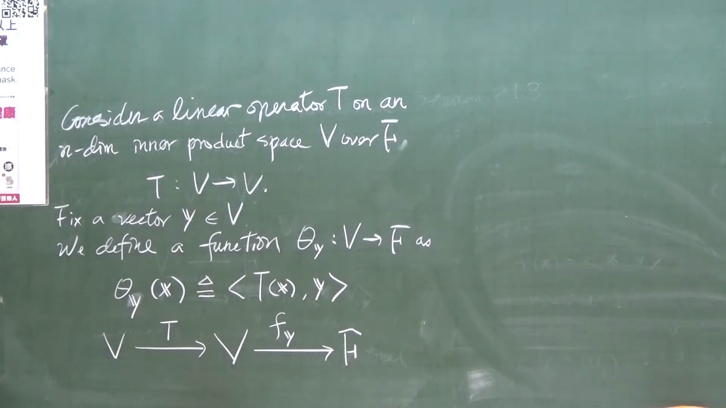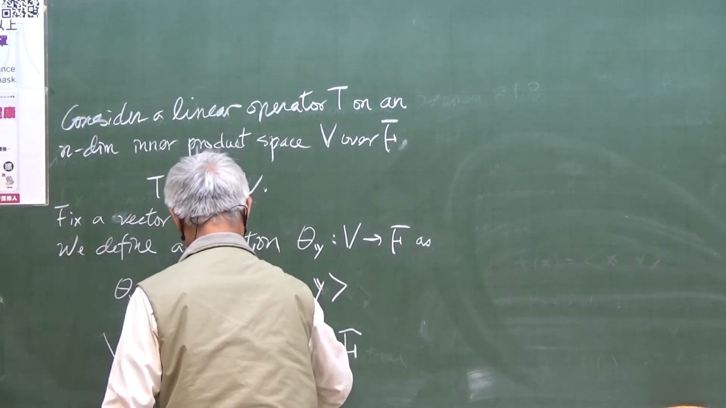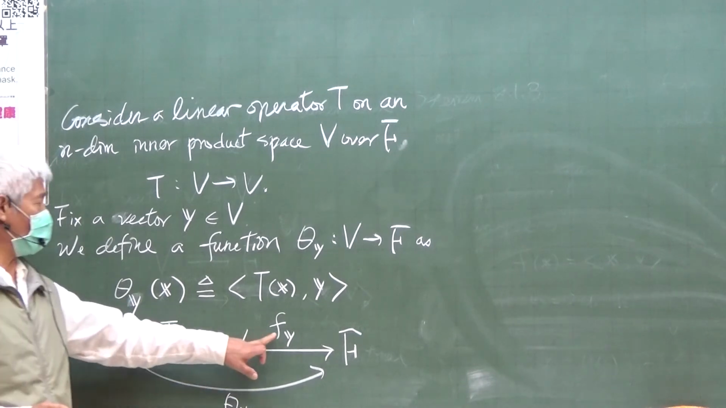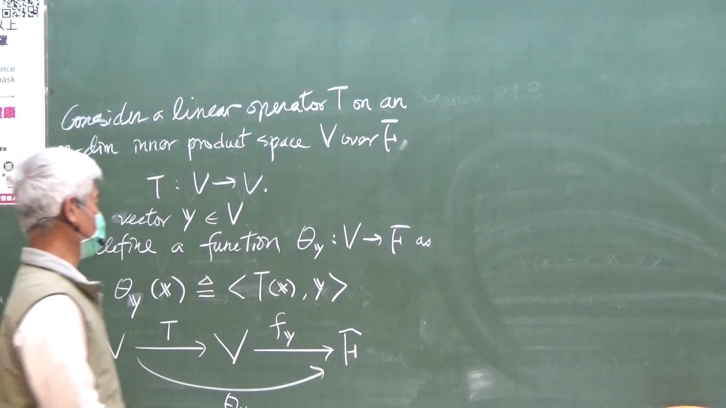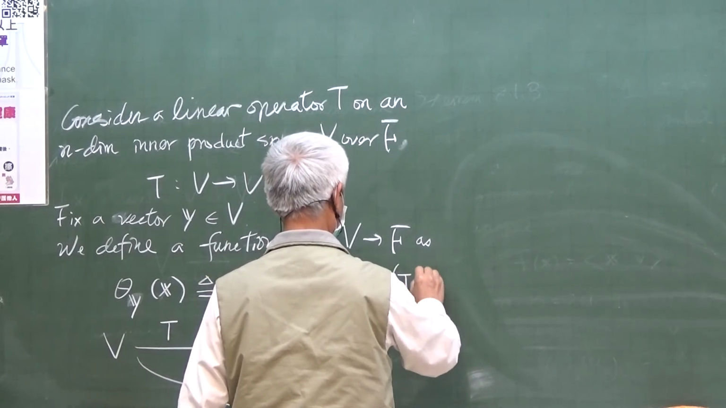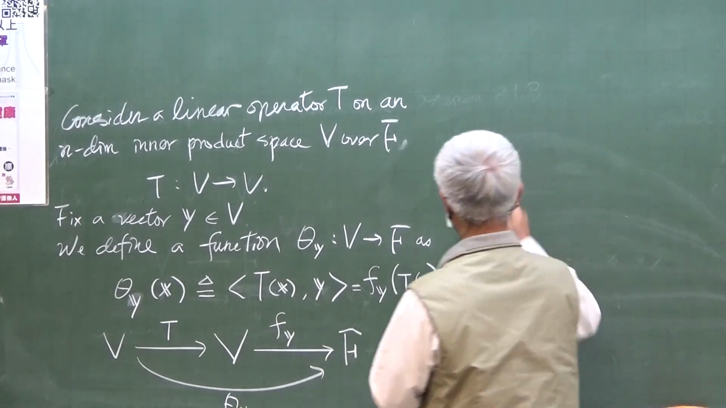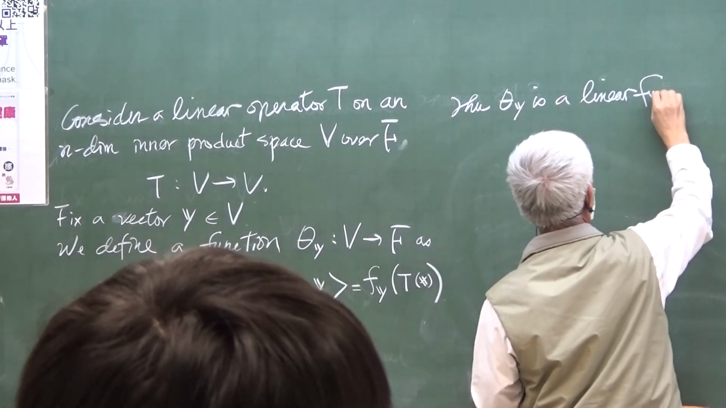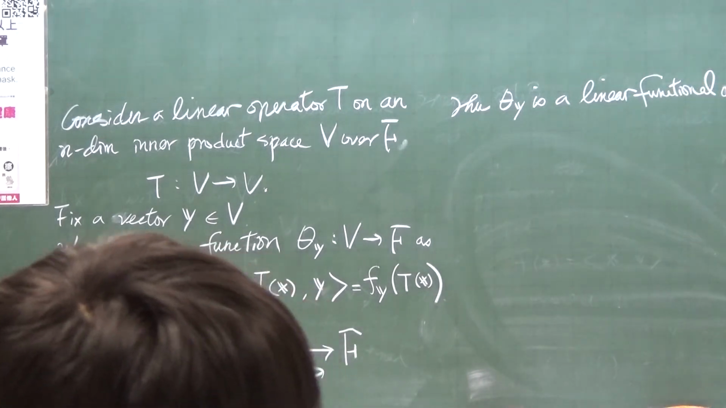This is the f_y we defined before. T is a linear operator, a linear transformation, and f_y is also a linear transformation. So the composition is a linear transformation. You can think of this as f_y of T x. So theta y is a linear function on V.